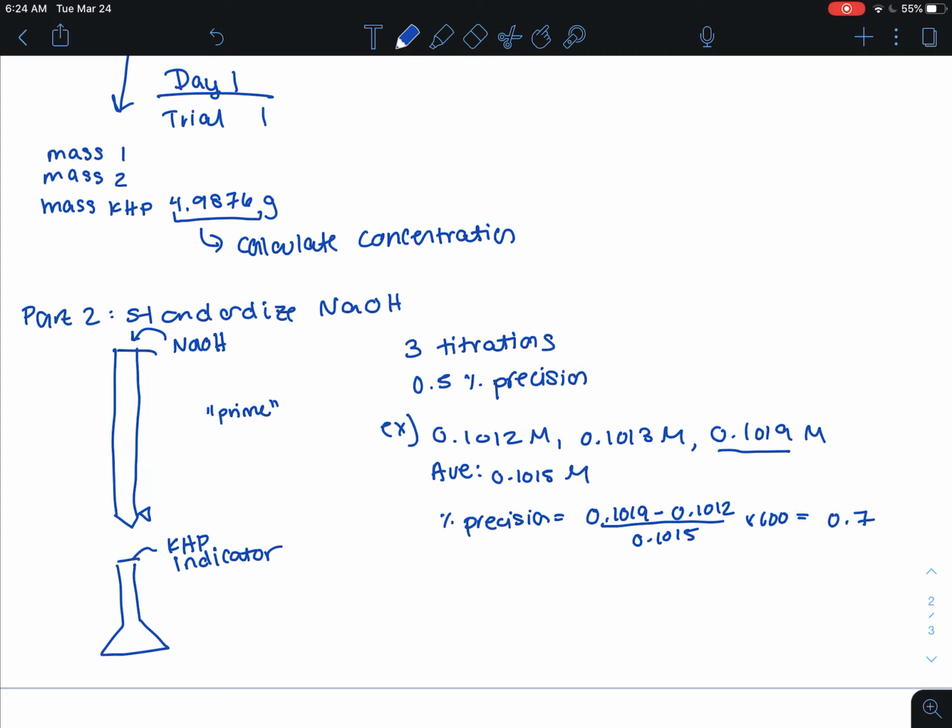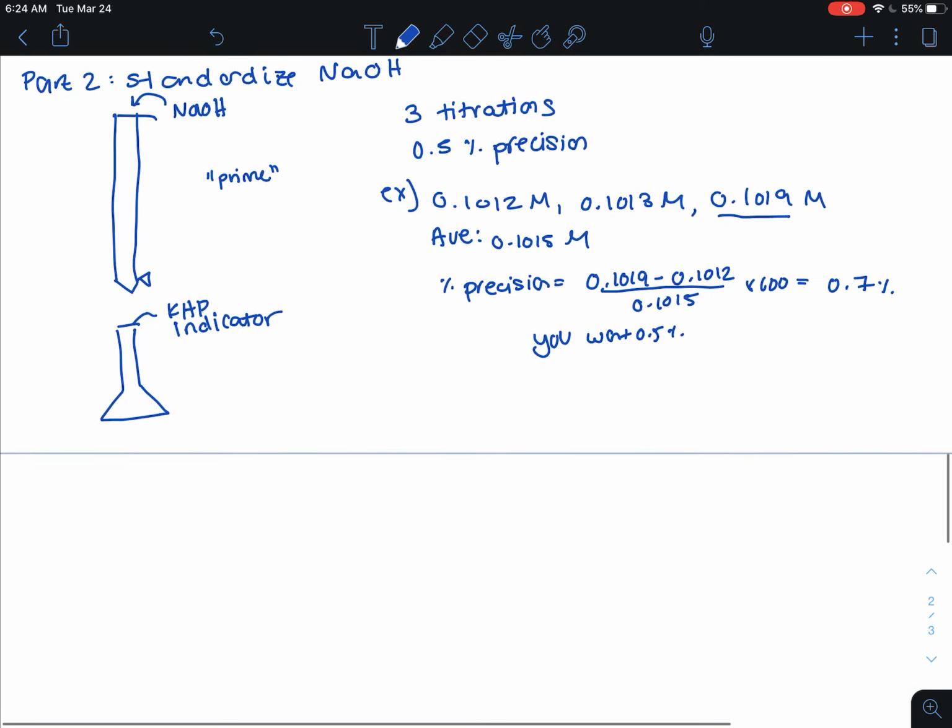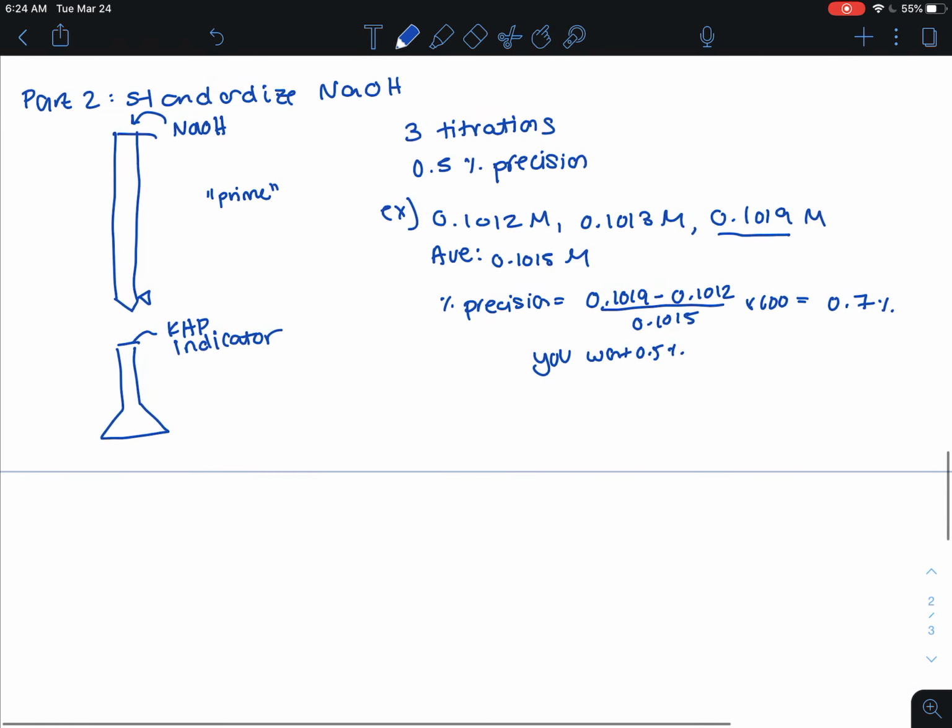So 0.1019 minus 0.1012 divided by the average times 100. That's equal to 0.7%. You want 0.5, so you would have to continue another trial until your percent precision is around only 0.5 or less. So then you standardize with 3 titrations, and then you would calculate your molarity of your NaOH.